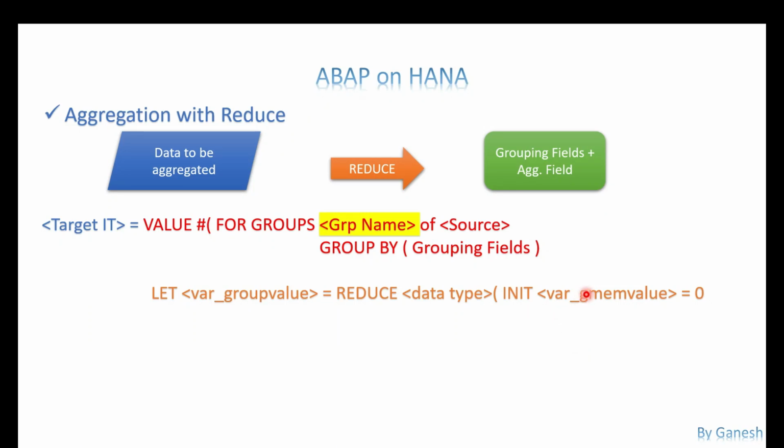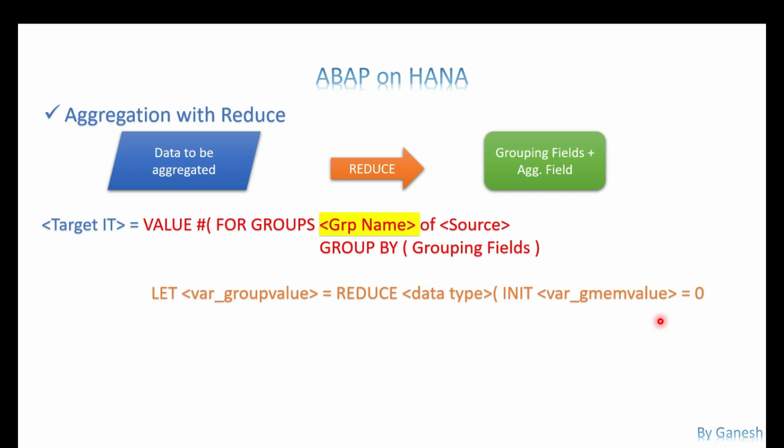So I need one more variable that is going to add the group member value, meaning each record value. So if I have a group of 3 records, it's going to add all the 3 record values one by one using this variable. So you need 2 different variables. That's why I named them group value and group member value. Okay, that needs to be initialized equal to 0 over here.